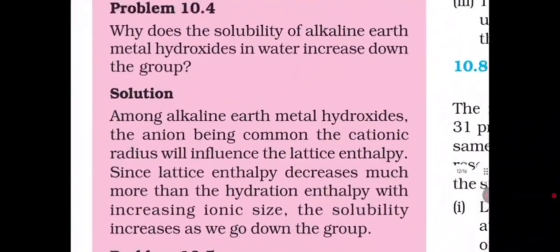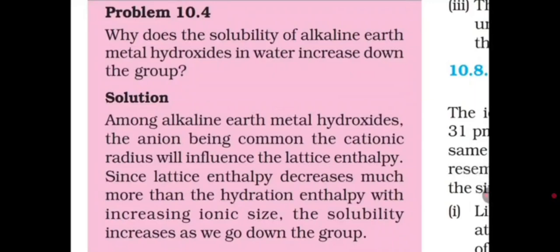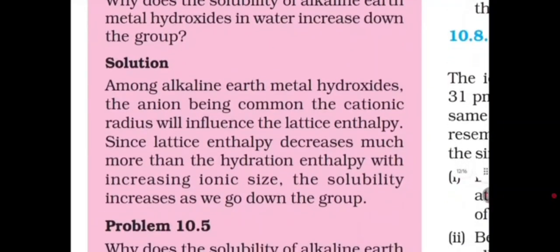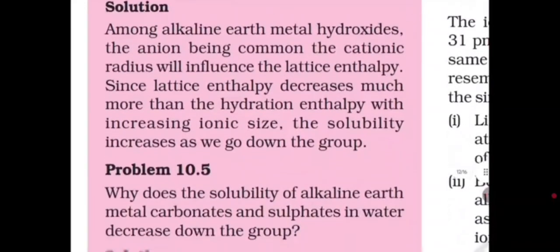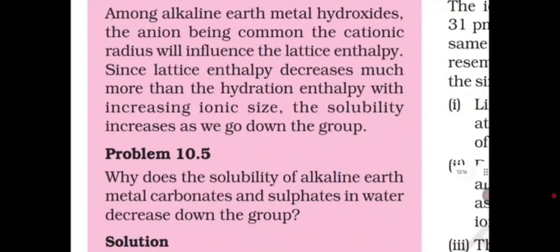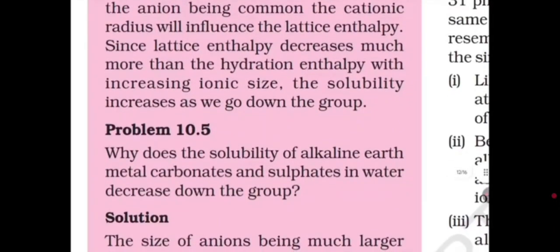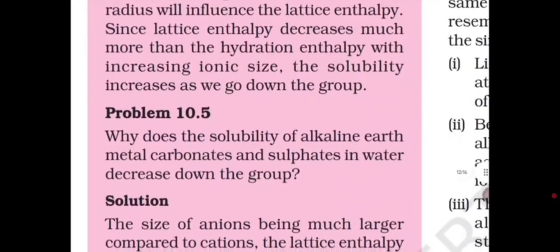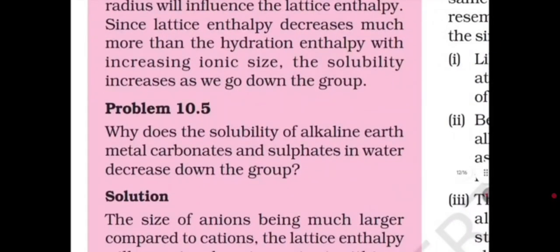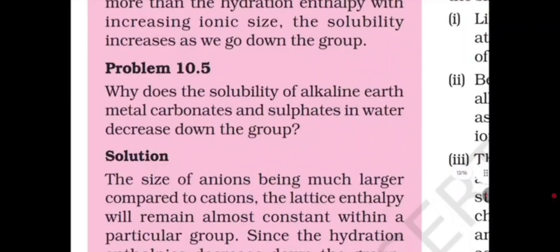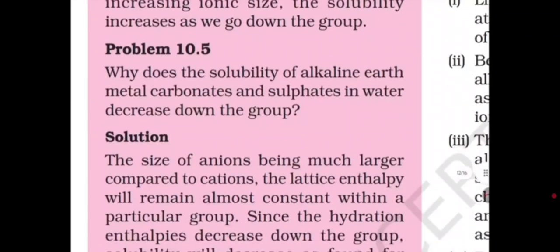Then here we are given again with a question. Question is, why does the solubility of alkaline earth metal hydroxides in water increase down the group? Answer is solution. Among alkaline earth metal hydroxides, the anion being common, the cationic radius will influence the lattice enthalpy. Since lattice enthalpy decreases much more than the hydration enthalpy with increasing ionic size, the solubility increases as we go down the group.